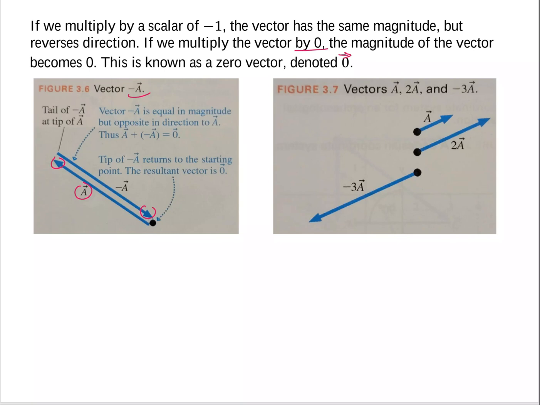All right, so we have vectors A, 2A, and negative 3A. So here's the original A right here. 2A doubles the original A, still going in the same direction. Negative 3A triples the original A, but now it's reversed, okay? So the original A was pointed in that direction. 3A would be 3 times as long, but now because it's negative, we reverse the direction, so that's why we're going this way. Okay?